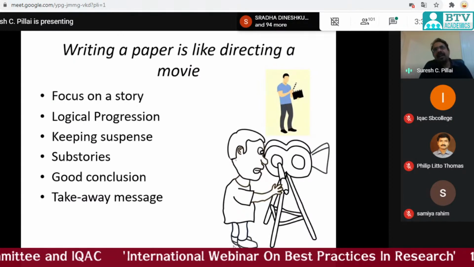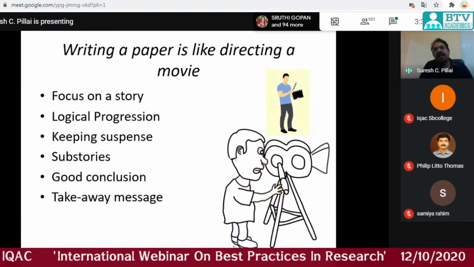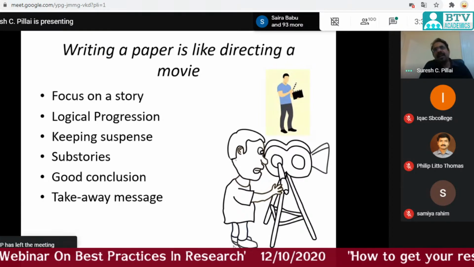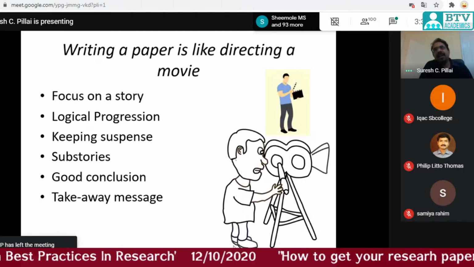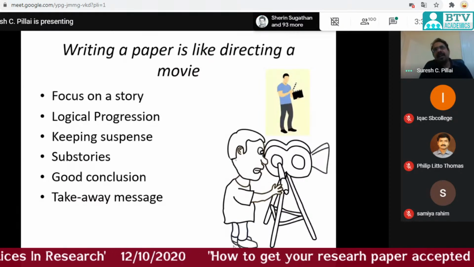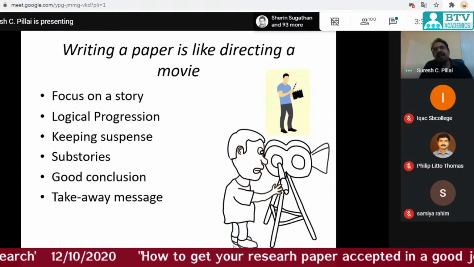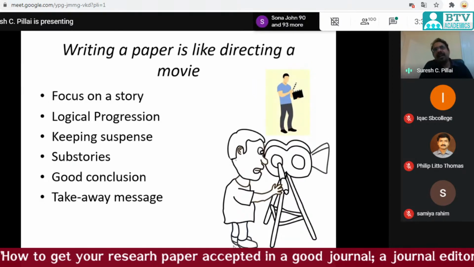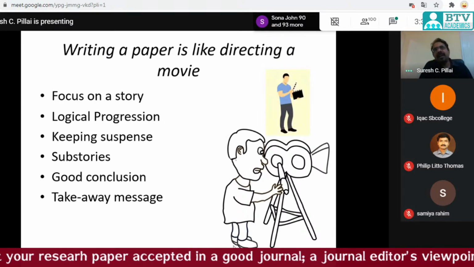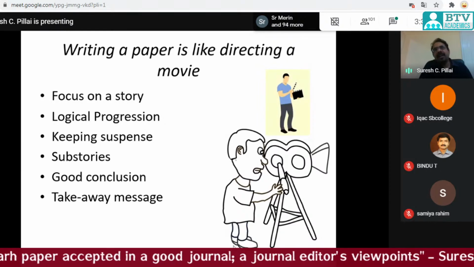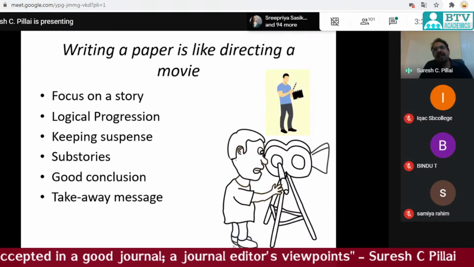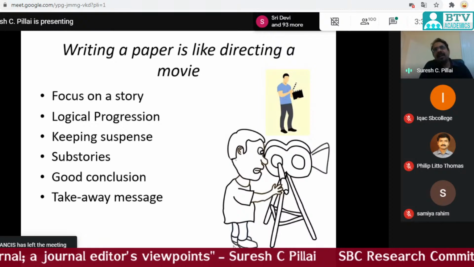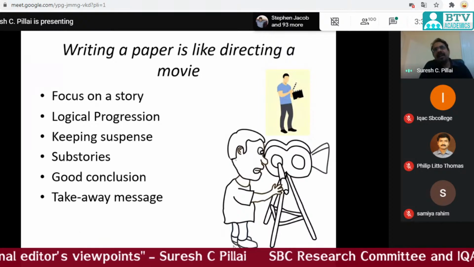So as a writer of the paper or as a director of a movie, you should see that progression. How should I continue? Where should I start? Will there be a connection between each section? You should also keep a suspense. You need to have a lot of sub-stories. The sub-stories which we discussed were XPS, X-ray photoelectron spectroscopy, XRD, like that. And there should be a conclusion and a take-home message. What was the takeaway message from Pradeepan's paper? If you dope with sulfur, you can get high temperature stability as well as visible light photocatalytic activity. That was the takeaway message.